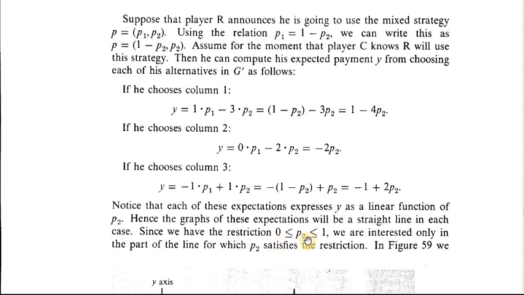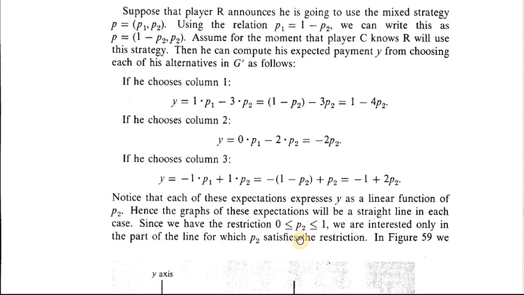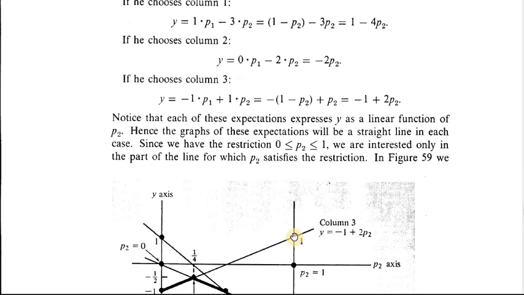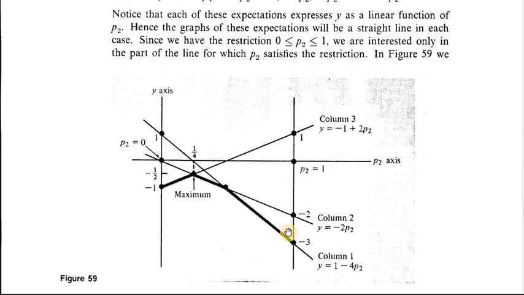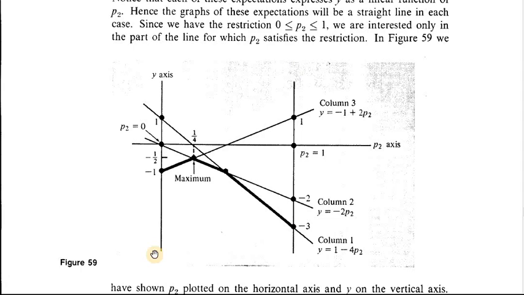We're only interested when P2 is between 0 and 1, because P2 is a probability. You can't have a probability of more than 1 or less than 0. So let's plot these 3 lines between P2 equals 0 and P2 equals 1. So here's the P2 axis, P2 equals 0, P2 equals 1. And here are the 3 lines. This is for column 1, this is for column 2, this is for column 3. So you just plot these lines. Y is a function of P2.